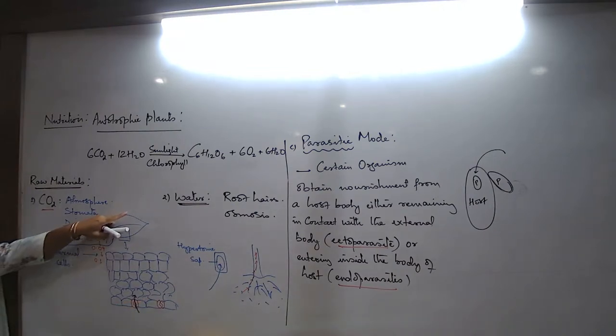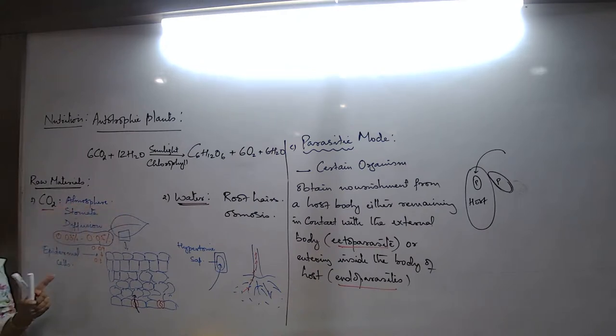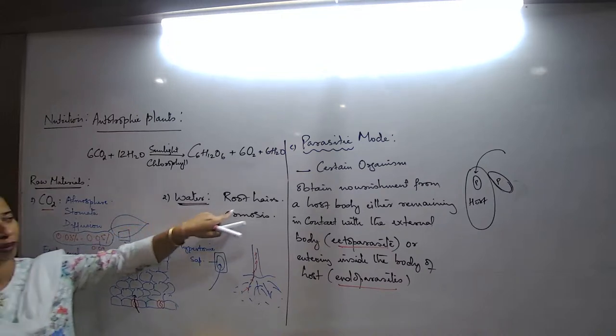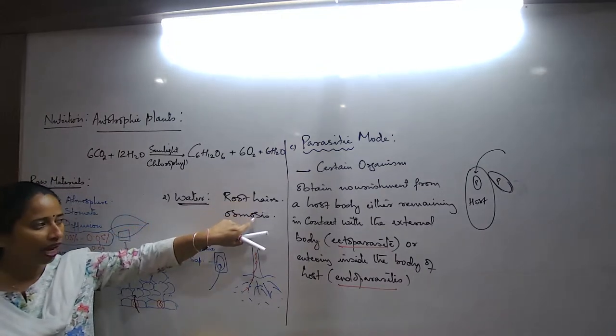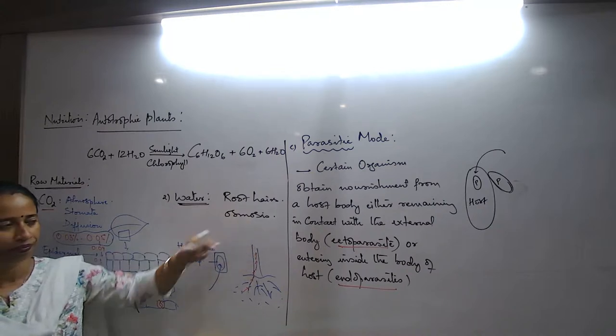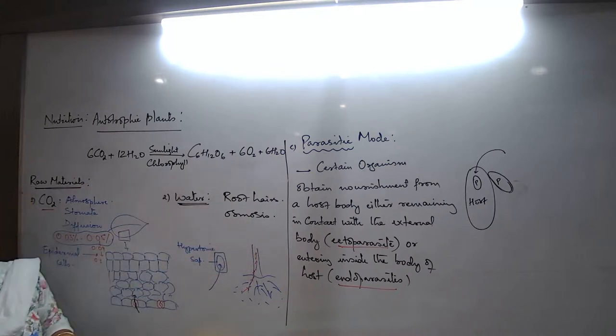So when I'm talking about water, these are the two raw materials. From where does the plant get it? How does the plant get it? Okay. So now the water plant get by the way of the root hair cells and by the method of osmosis. Now we try understanding the concept of chlorophyll, chloroplast, and about the sugar.